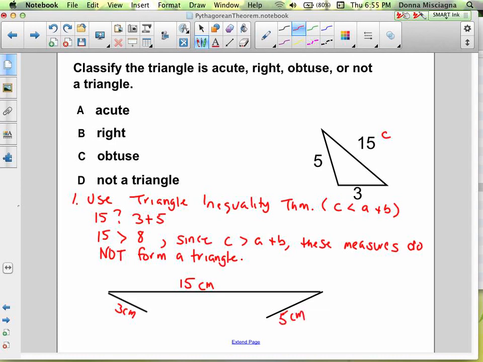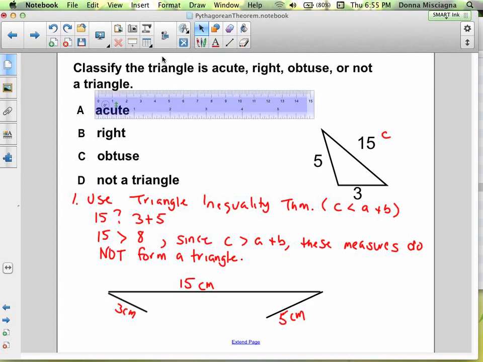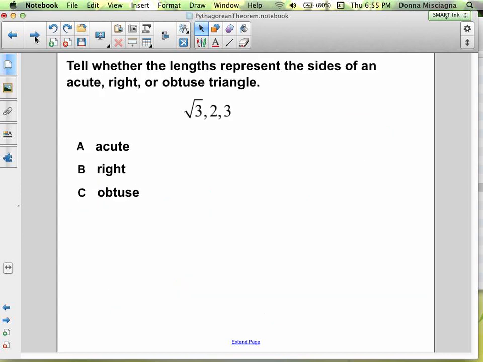So you can see, here's the ruler. I don't know what that is. I guess that's just blown up. So relative to the inches up there, that would be centimeters. So you can see here that poor little 3 and 5 is never going to reach the 15. Nope. Right? They just collapse. They're not going to reach each other. They're trying, but they can't. So not a triangle. So we can't classify not a triangle. We're done. This one is not in your notes.